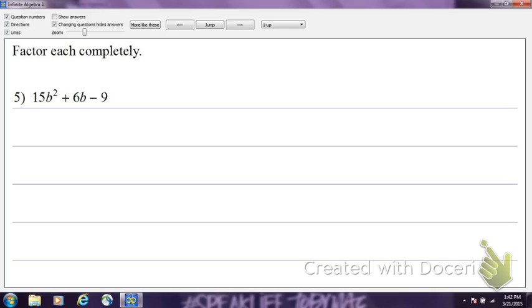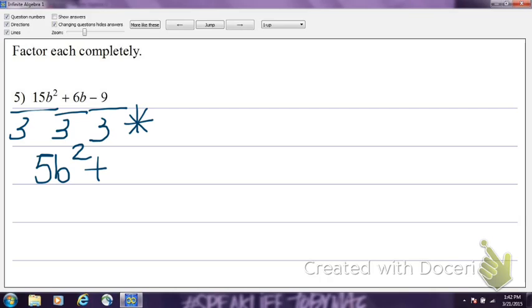So since 3 goes into all of them, we can divide each term by 3 to condense our problem. And we can save this 3 for the end again, and we can go ahead and divide. So we get 5b squared plus 2b minus 3. Now our problem is an advanced factoring, but it's more condensed. So we have a smaller number in the front to deal with.